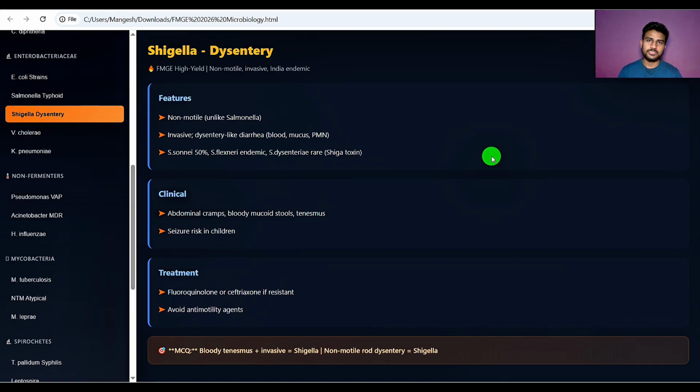So the infectious dose of Shigella is 10 to 100 bacilli. So this is what I want you to know. The next thing is about clinical features. The abdominal cramps can be there. There can be bloody or mucoid stools.